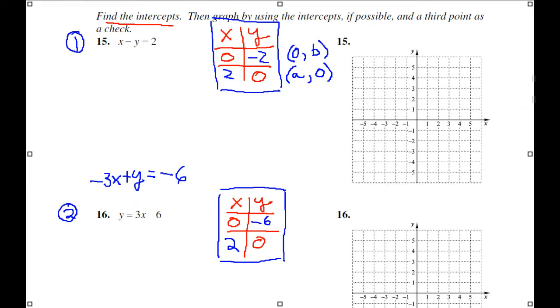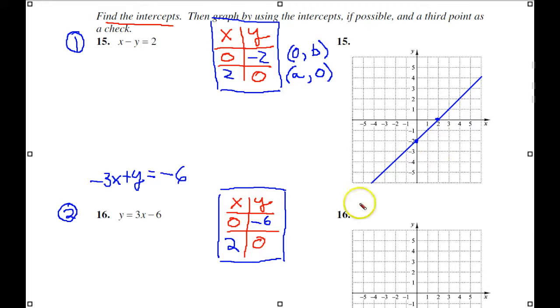This is how they want you to solve this. So what do we do? Well, we plot them. 0, -2. So 0, -2 is right there. 2, 0 is right there. Get our line. And remember, it extends the full length of the graph there. There's that one.